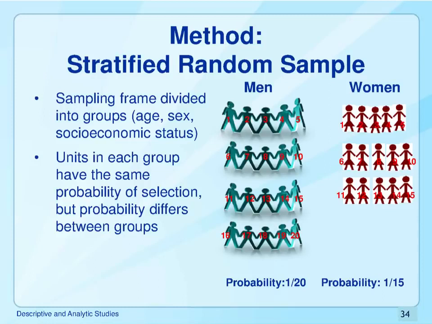Now, when data are stratified, the selection process is similar to simple random sampling in that all the units are listed and numbered and then randomly selected. An advantage of stratified random sampling is that the investigators can ensure that small subgroups are actually included in the study.